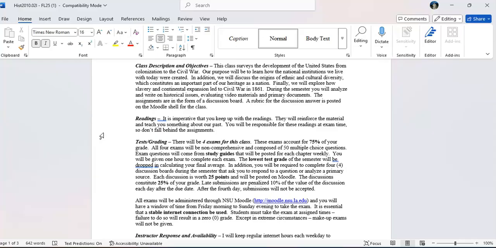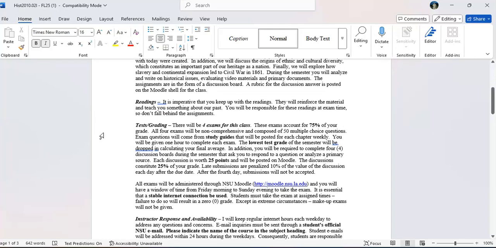And from the readings, we get the study questions that are from the test bank that I put together. So when we look at the grading for the class, we have 4 exams, and together they account for 75% of your grade. They are non-comprehensive, meaning they don't build upon the other one, meaning at the end of the semester, you won't have to go back and look at things from the beginning of the semester, which I'm sure you'll be happy to find out.